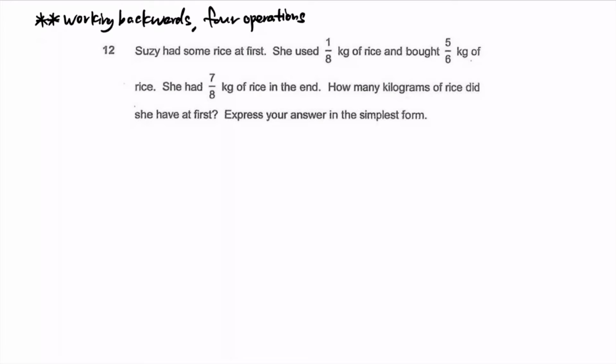Susie had some rice at first. She used 1/8 actual kilograms. This is not units, this is an actual number of kilograms, and bought 5/6 actual kilograms of rice. So that's a subtraction, and this is an addition. She ends up with this amount. How many kilograms did she have at first? Express your answer in the simplest form. So we don't have to convert to grams at all.